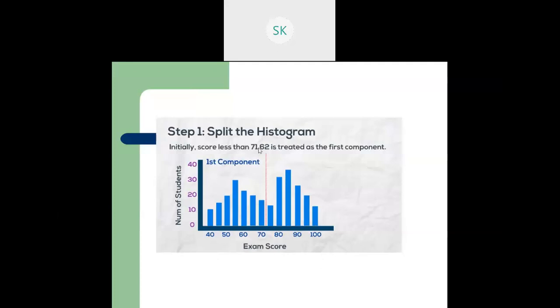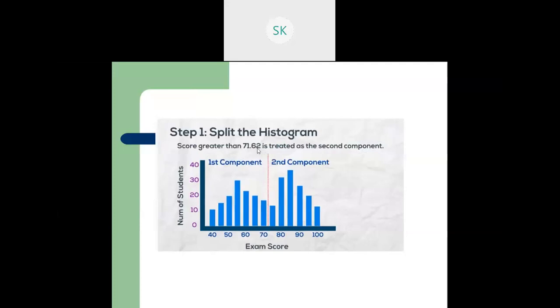So obviously the scores less than 71.62 are treated as the first component, and scores greater than 71.62 are treated as the second component. The first component is for the regular class and the second component will be for our gifted class.